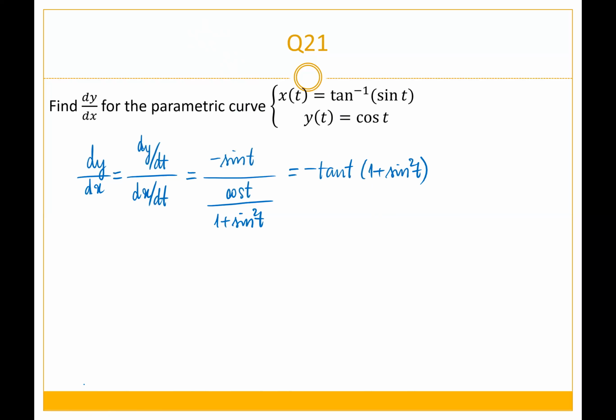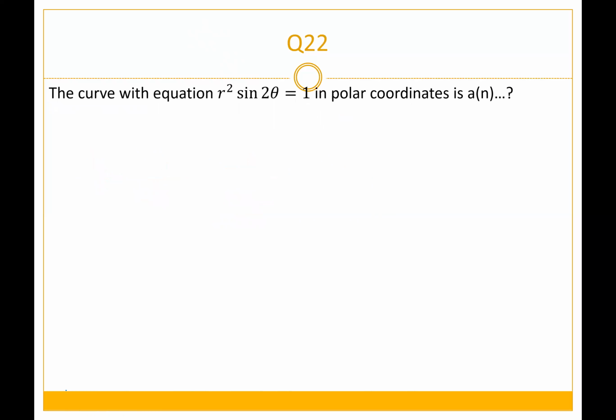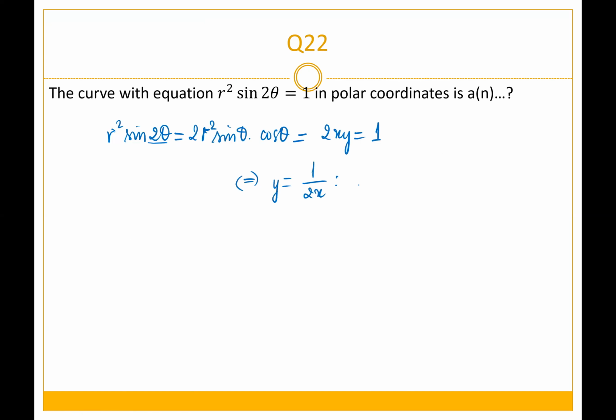So that's that. And then question 22. The curve with this equation in polar coordinates is what? So we have to put it back into a Cartesian equation, something familiar for us, to determine the shape. So we have r squared sine 2 theta. If you separate this sine 2 theta so that we can relate to x and y, you have r squared multiplied by 2 sine theta cosine theta. So basically this one is 2xy equal to 1. So this one is y equal to 1 over 2x. So it's a hyperbola.